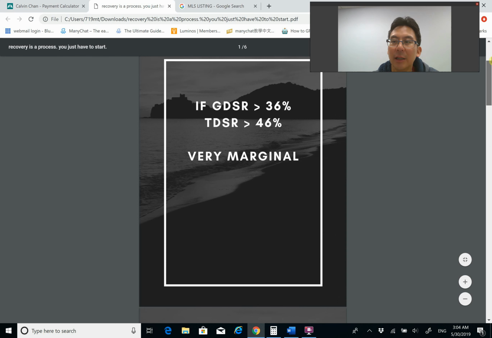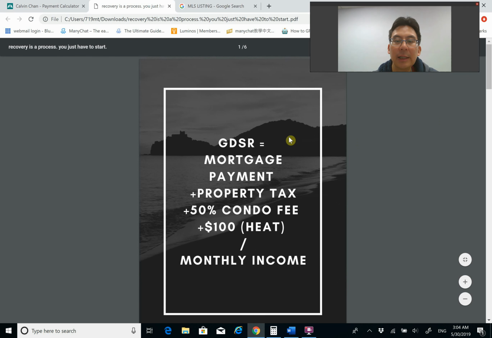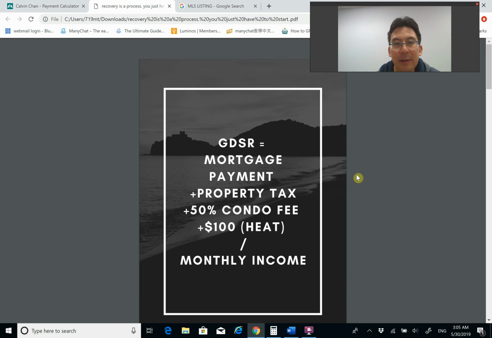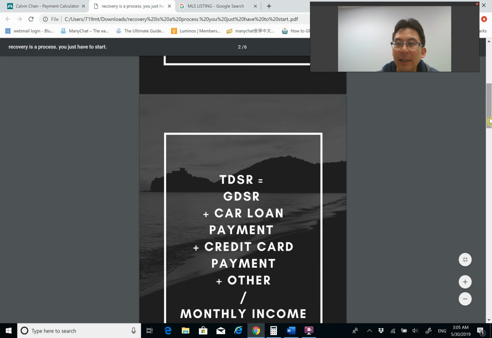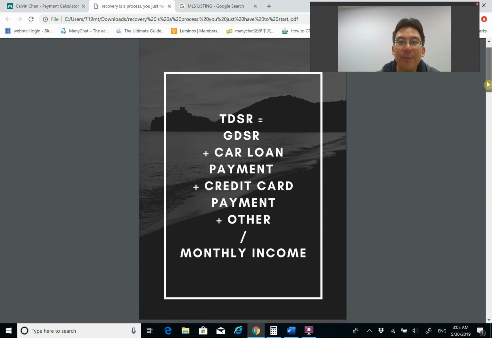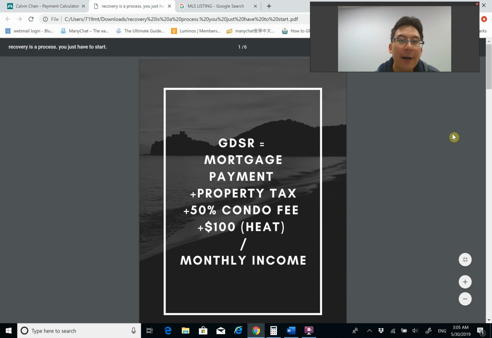Okay, so this is basically what you get when you go for a pre-approval, those online pre-approvals. This is what they do. They basically ask you your income, and they ask you what the property tax is and all that. They just don't tell you what they are doing, but this is what they are calculating: the GDSR and the TDSR. Okay, so there you have it.